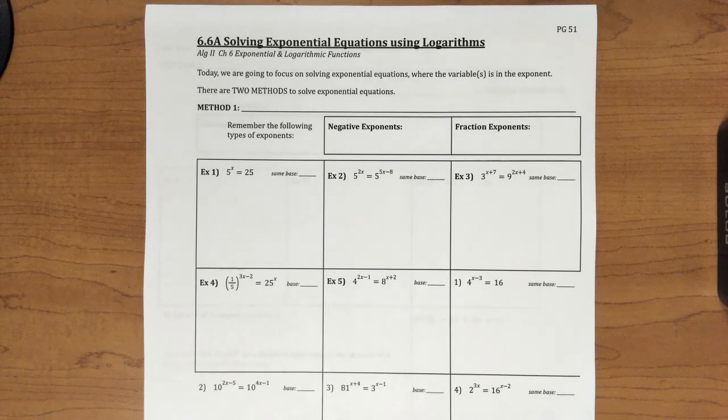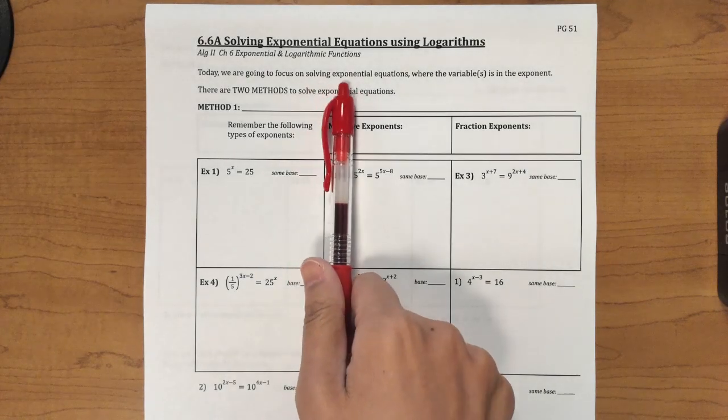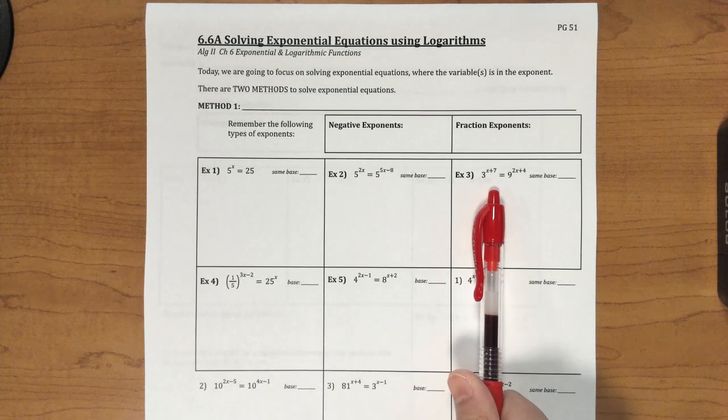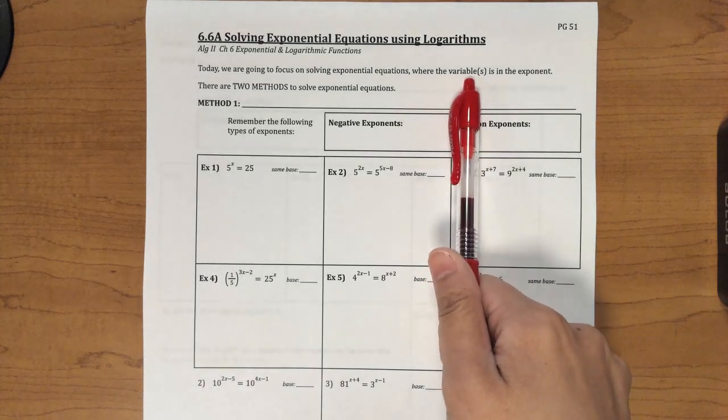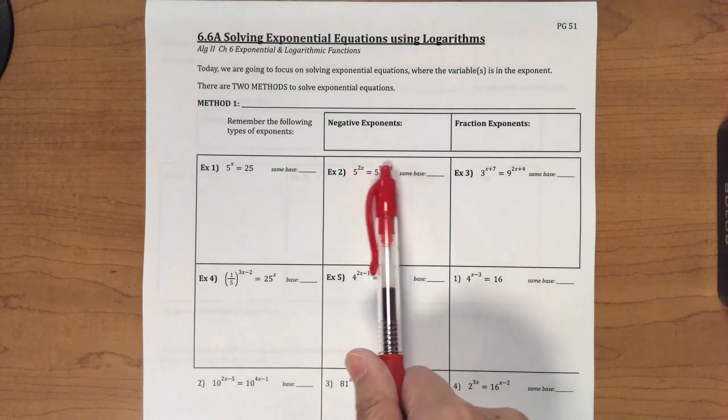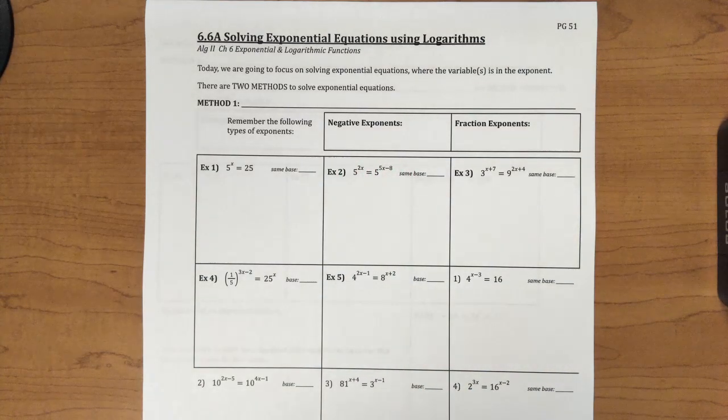Hi, today's notes are on 6.6a, solving exponential equations using logarithms. And we're doing this since exponential and logarithmic functions are inverses of each other, right? So inverse operations. So we're going to focus on just exponential equations today. Given an exponential function where the variable is in the exponent, notice all of them, I can have multiple variables, which we have not had so far, okay?